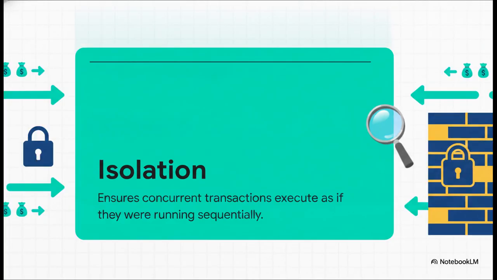Then we have isolation, because in the real world, hundreds, maybe thousands of transactions are happening concurrently, right? Isolation makes all these concurrent transactions appear as if they are executing sequentially, just one right after the other. It acts kind of like a brick wall, making sure transactions do not interfere with each other. It uses mechanisms like locking, ensuring that users never get a sneak peek at each other's half-finished work.